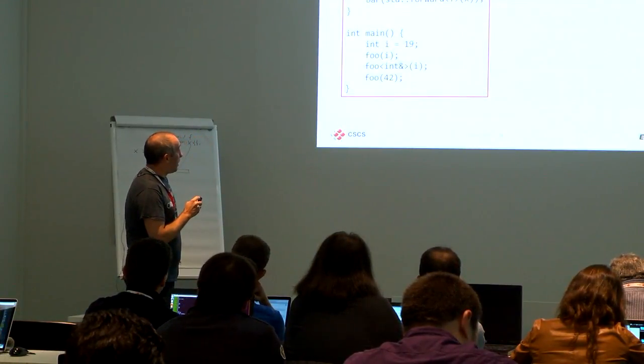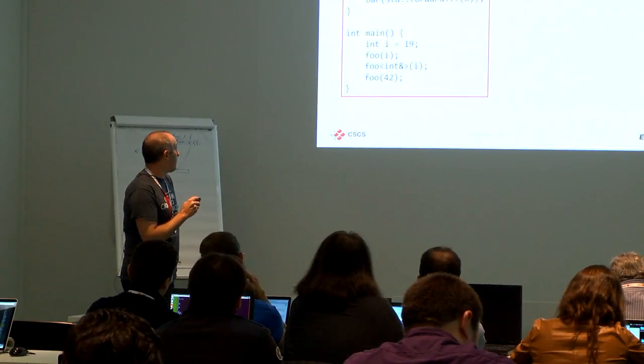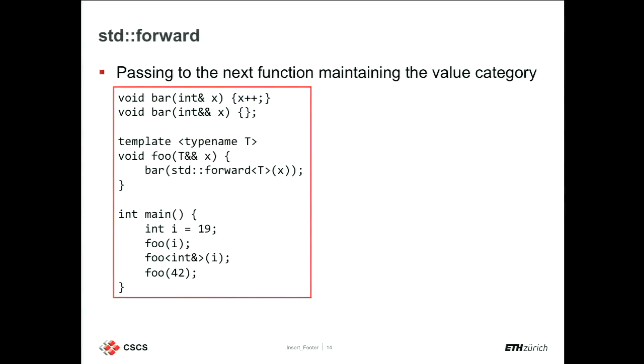We have a function bar that takes a reference to x and increments x, and a function bar that takes an R-value reference to x and doesn't do anything. After all, it's an R-value, who cares? It will be dying soon. No one cares about this value. I will not do anything in this function. So this might be like an optimization: you have an operation to do if it is a reference. If it is an R-value reference, I don't care.